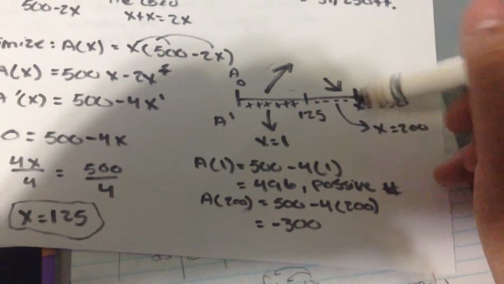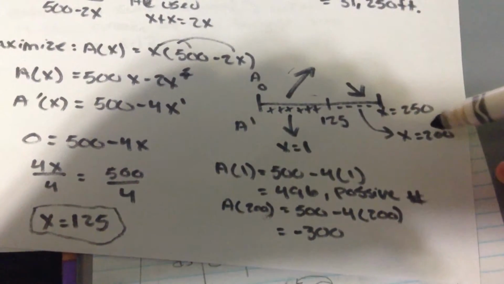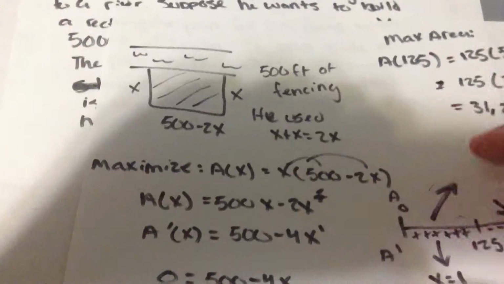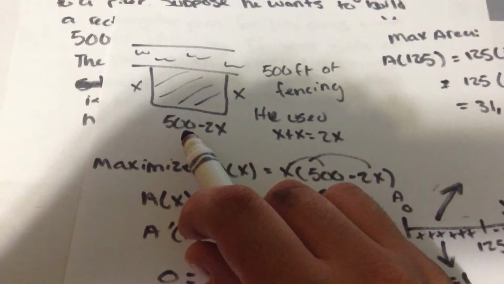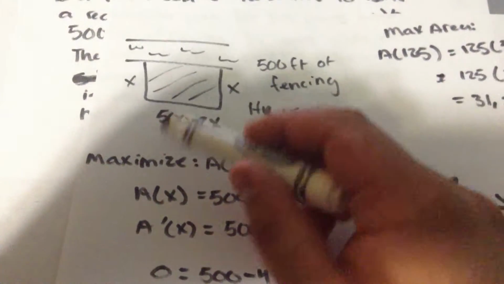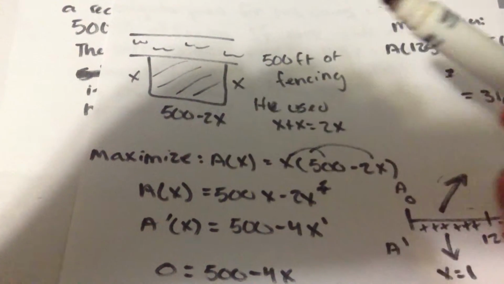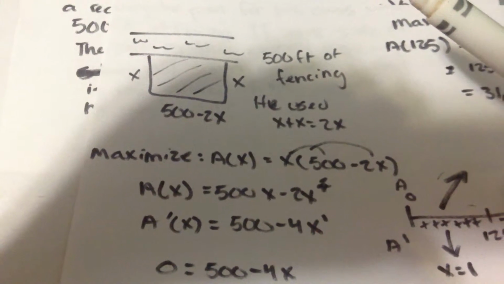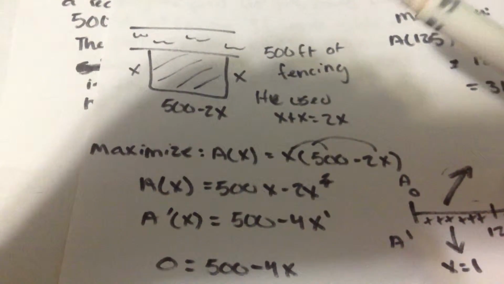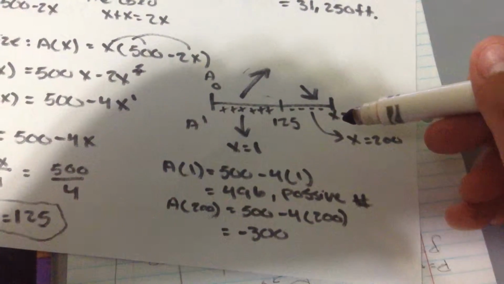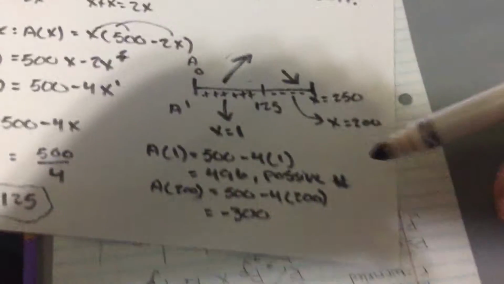And so any number bigger than 125. So x equals 200. But you have to be careful because x can't be bigger than 250, since 500 is sort of the cutoff. If it went beyond 250, it wouldn't work. It wouldn't make sense. So the largest number will probably be 250, and you wouldn't have a rectangle if you did that.